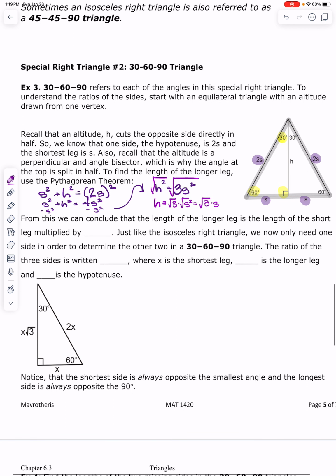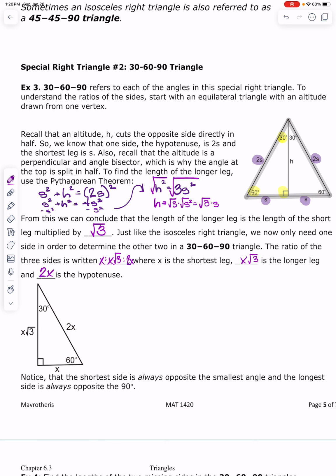Okay, so now we're going to fill in the blank again. From this, we can conclude that the length of the longer leg is the length of the short leg multiplied by square root of 3. So just like in the isosceles right triangle, we only need one side to determine the lengths of the other two. We are going to write these ratios as x. We're going to make x my short leg. Again, x times the square root of 3, and then 2 times x. X is the shortest leg, x times the square root of 3 is the long leg, and 2x is the hypotenuse.